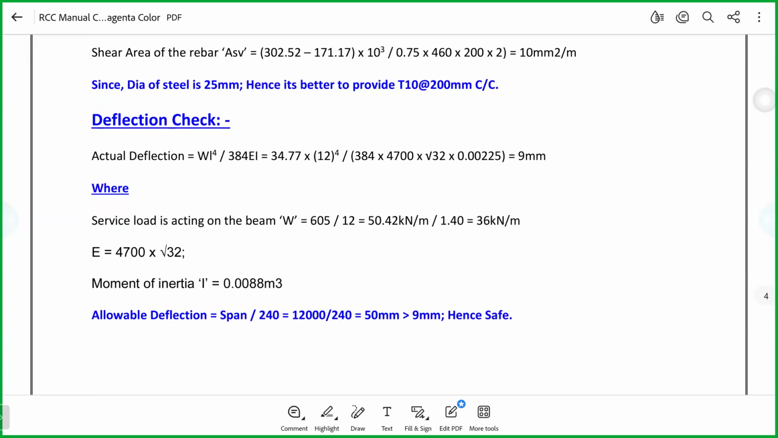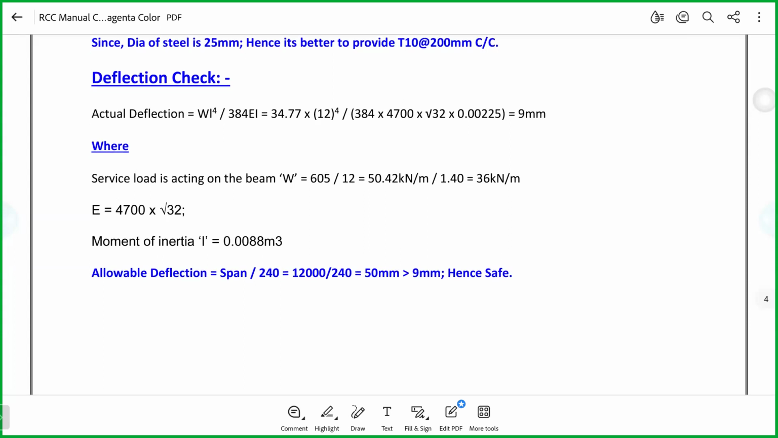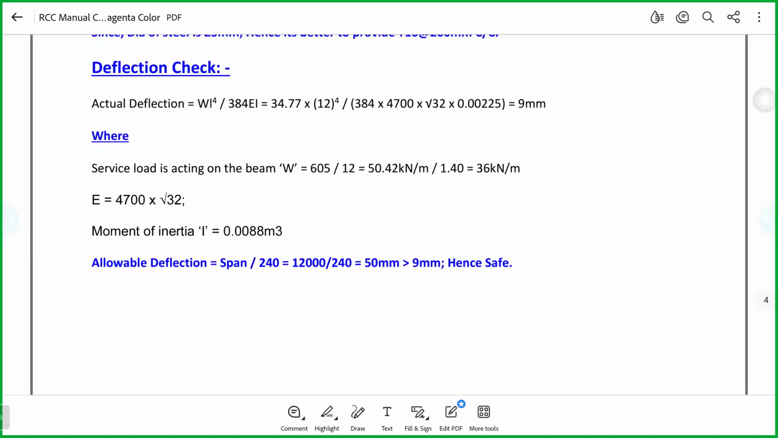Okay. Then going for the deflection check, again it is a fixed beam. The same equation, only substituting the value for the serviceability load. The span of the beam is 12 meters. If I substitute this, you will get 9 mm. Then what is the allowable deflection? Span by 240, which is almost 50 millimeters. Because this is only talking about the particular span, 50 millimeters. The actual deflection is what?